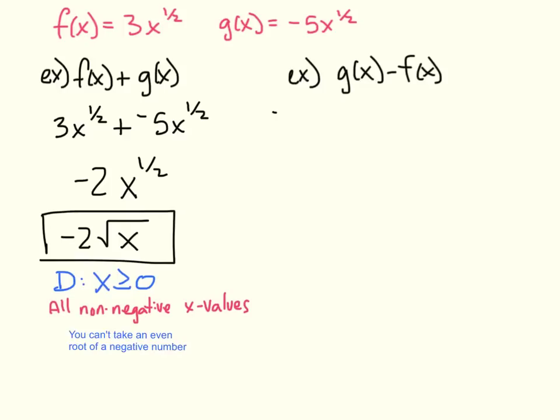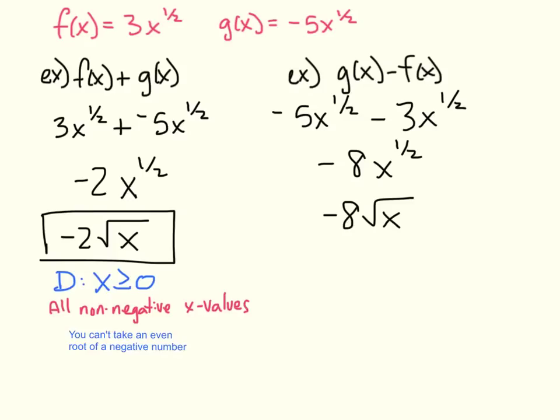So here we have negative 5x to the 1/2 minus 3x to the 1/2. So I have negative 5x to the 1/2, and I'm taking away another 3 of those. It's negative 8 times x to the 1/2. So that's the same thing as negative 8 square roots of x.